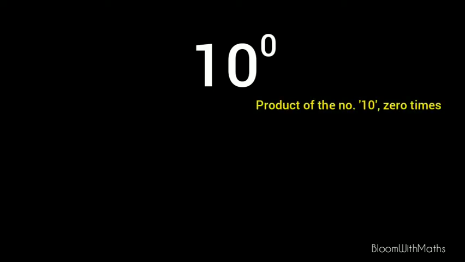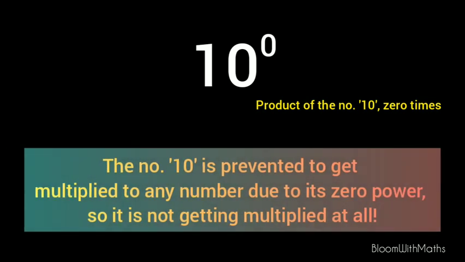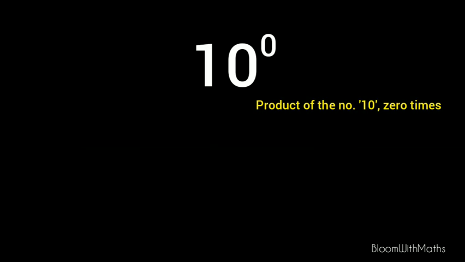Now, what does the power 0 imply here is that 10 is never going to stand a chance in its multiplication. Or we could say that it is not at all getting multiplied. So in order to prevent 10 from getting multiplied with any number, we assign it the value of 1, which apparently has no effect on the number with which it is to be multiplied. Hence, 10 raised to the power 0 equals 1.